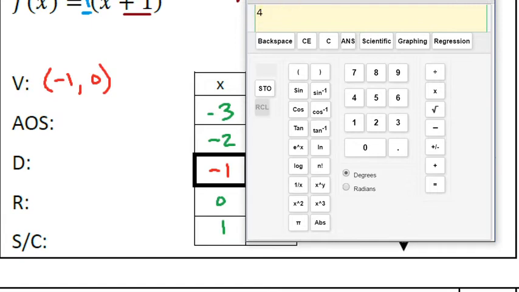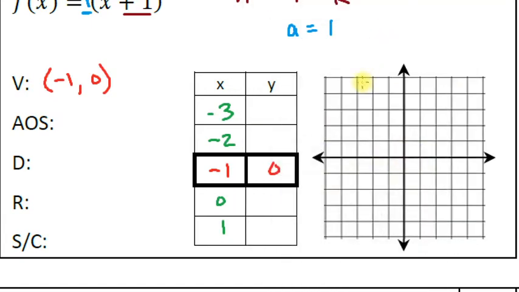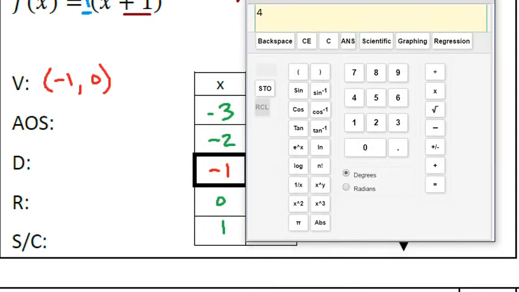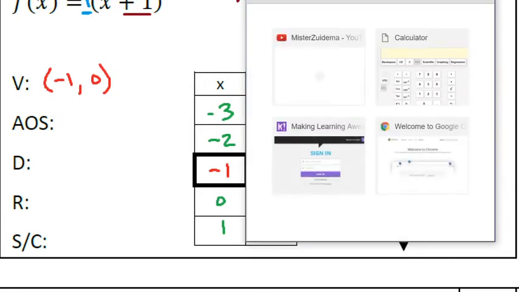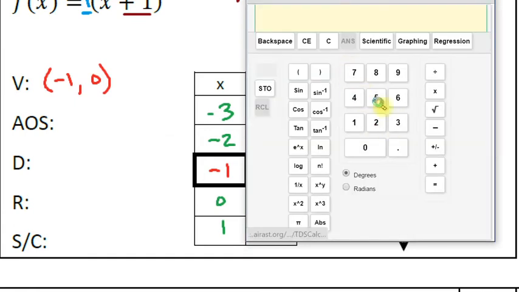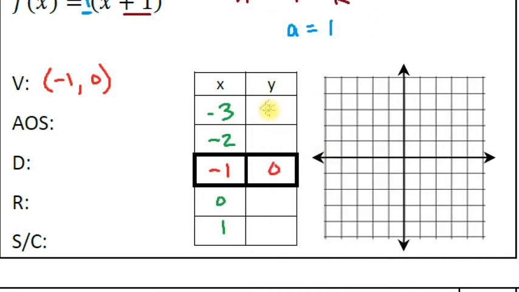So plugging in -3, did I plug in -3? Hang on a sec. Now I don't remember what number I put in there. Let me see if it lets me go back. Nope. So I'm going to do it one more time, class, just to make sure. But now that I think about this, I did put -3 in there. I just realized what I had done. So we're good. The answer for -3 is 4.